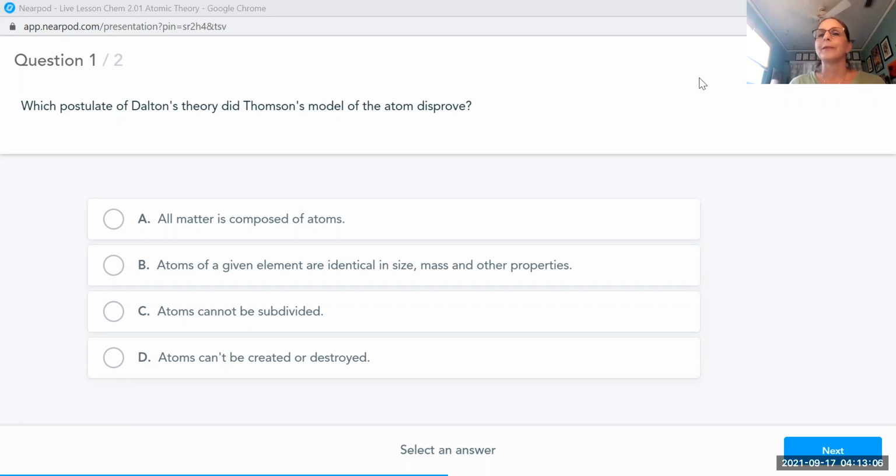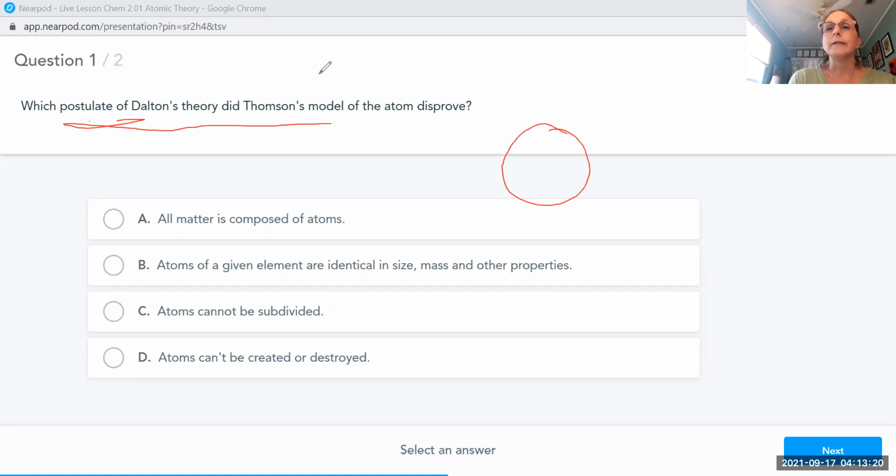All right. So the first one says, which postulate of Dalton's theory did Thomson's model of the atom disprove? If you remember, Dalton's theory is the sphere, and Thomson was like, no, it's not a sphere. There's more particles in it. There's something more to it. It's basically a positive mass with little negative electrons in it.